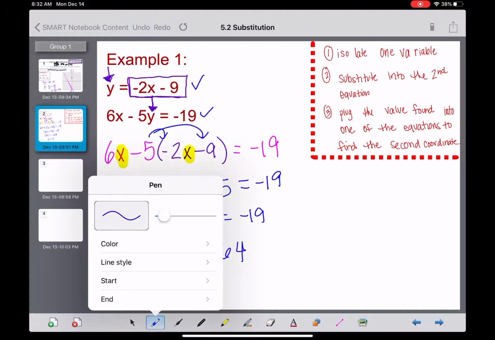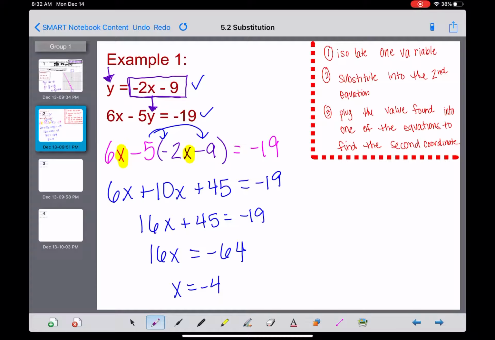So when you find one of the values, you're going to plug that value into one of the original equations to find the second coordinate. I always like to go back into the box because it's the easiest to simplify. So I'm going to plug in my x value of -4. So y is equal to -2.